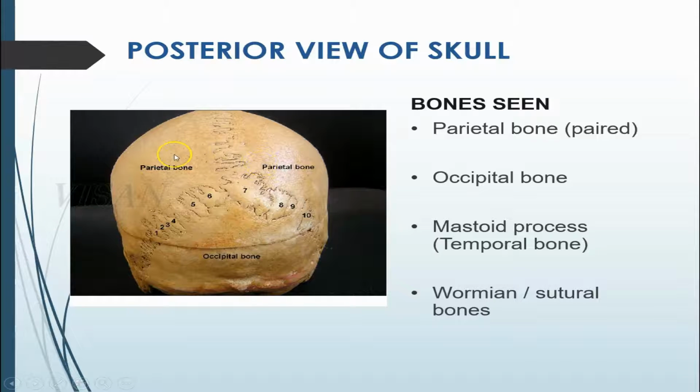The bones seen here are a pair of parietal bones superiorly, and inferior to that we can see the occipital bone, and laterally we can see the mastoid process of the temporal bone. In between the sutures, we can see small irregular bones, which are called sutural bones or Wormian bones.